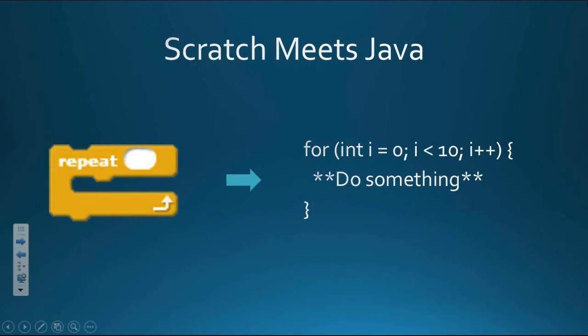So how many times will this loop run in total? 10 times. Because you start from 0, and once you hit 10 it stops, so you'll go from 0 to 9, which is 10 times. And so this is a convoluted way of saying, repeat this thing 10 times.